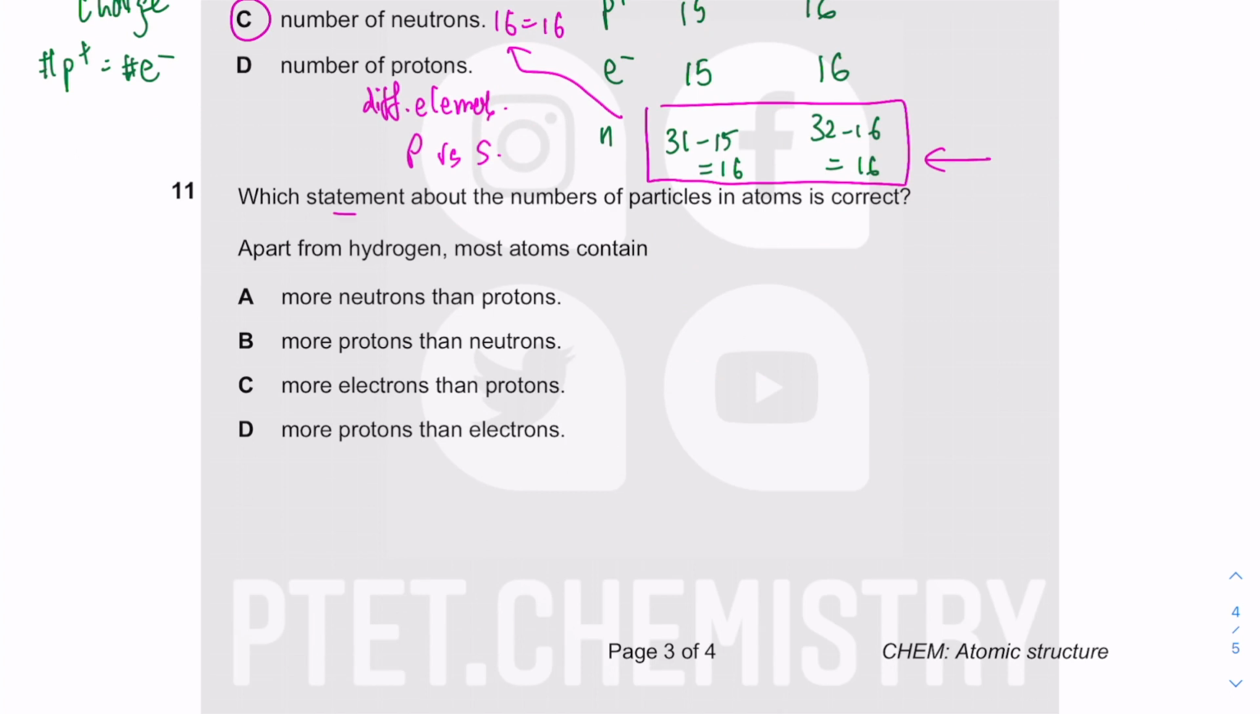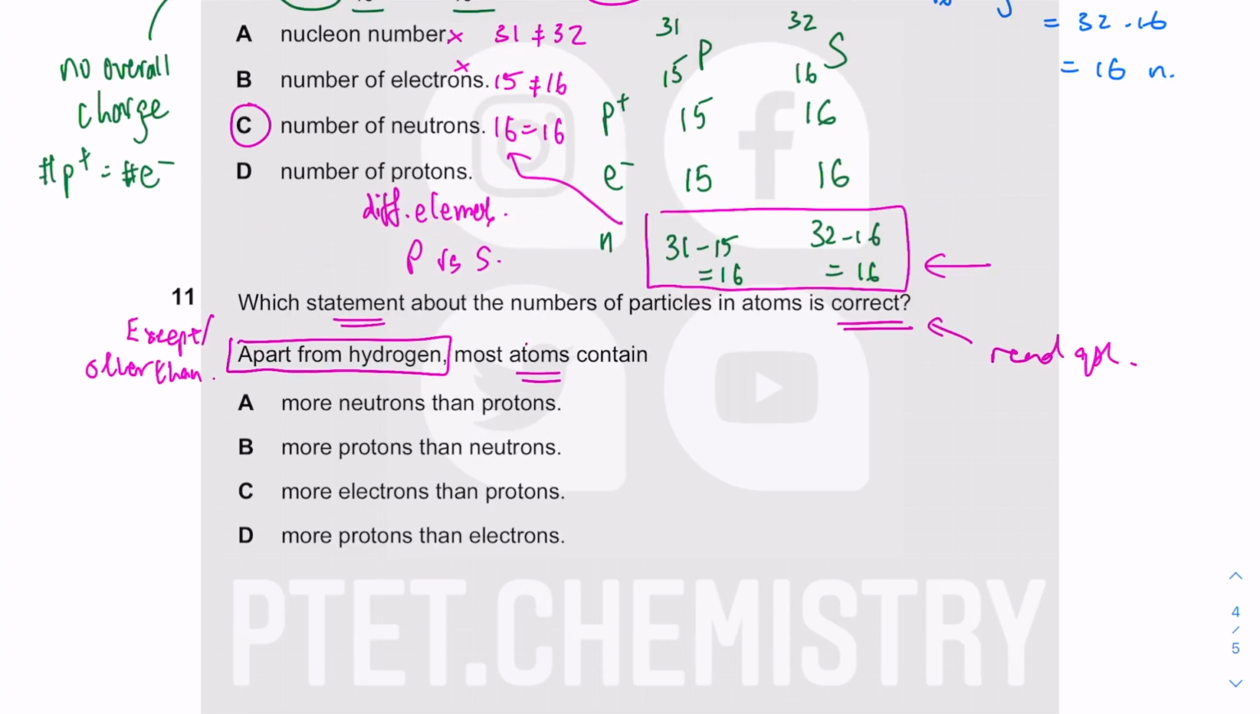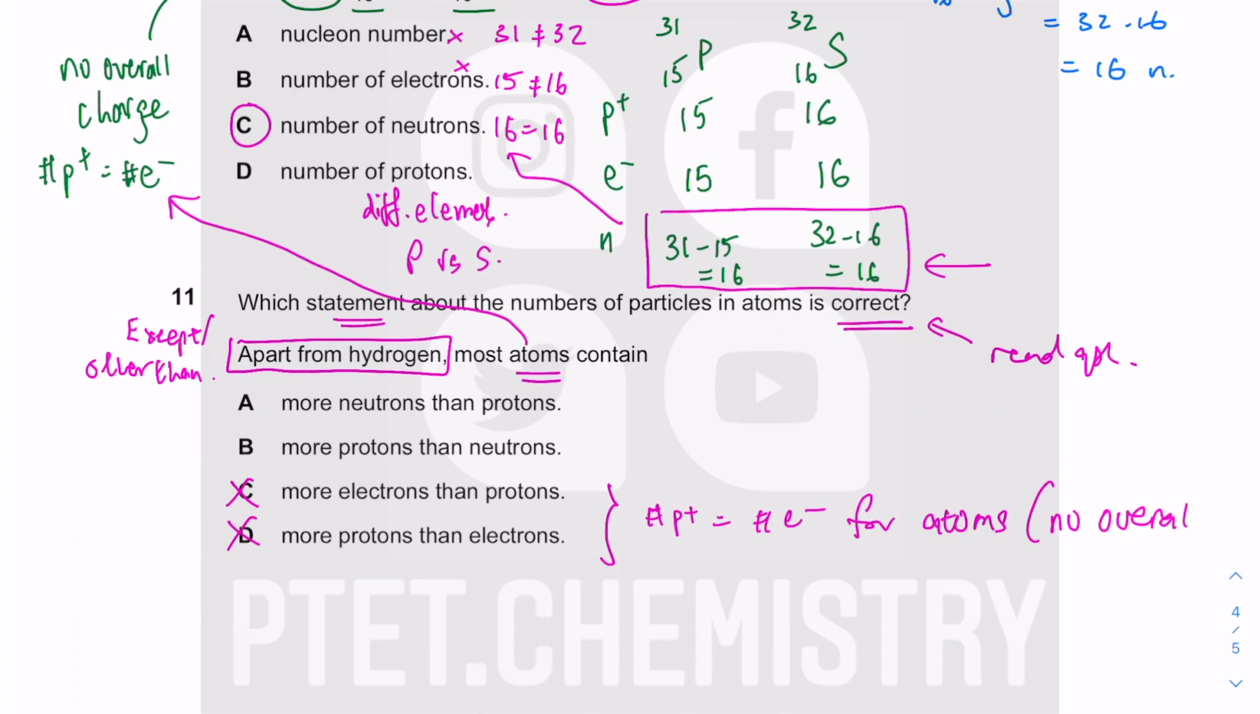Question 11. Which statement is correct? You always have to read the question. Other than hydrogen, most atoms contain, what do we have? We're talking about atoms. Again, atoms have no overall charge, so the number of protons equals the number of electrons. So I can tell you C is incorrect and D is incorrect, because the number of protons equals the number of electrons for atoms, because atoms have no overall charge.